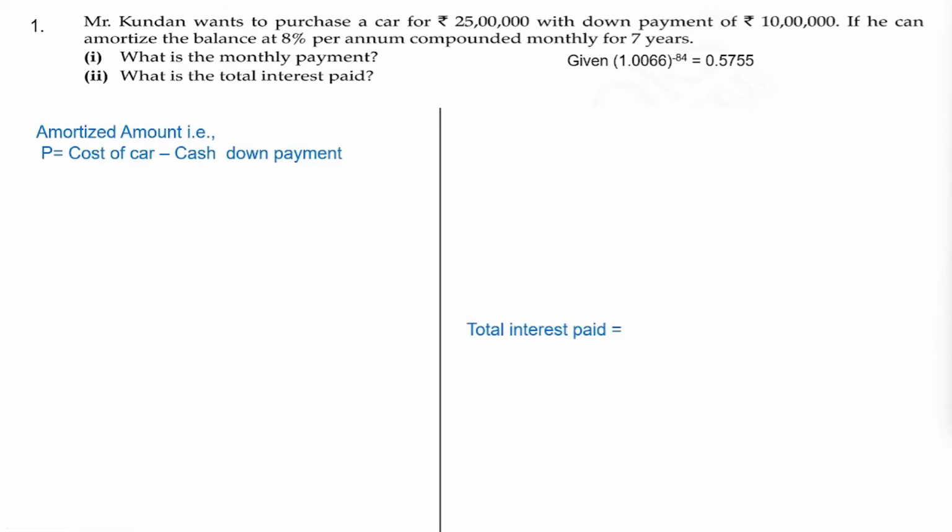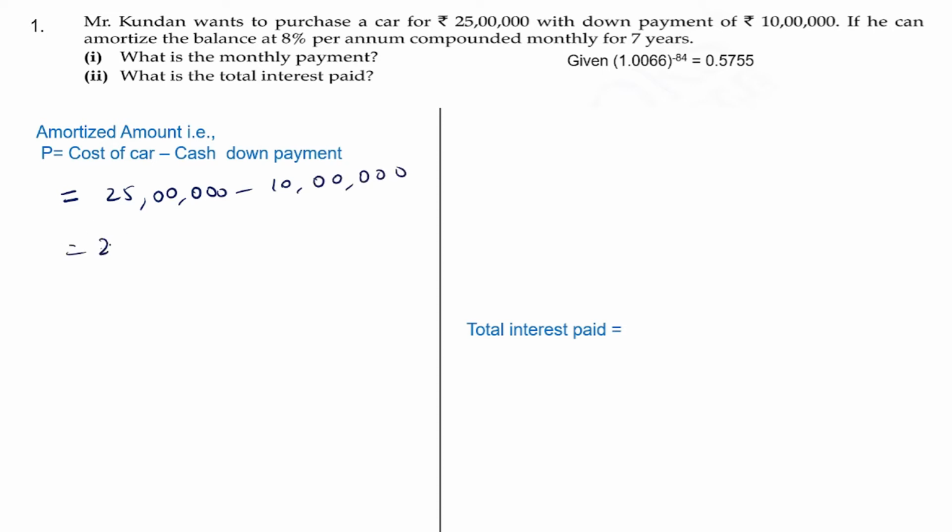Now first let us find the amortized amount. The amortized amount is nothing but the cost of the car minus the cash down payment, given by P. So the cost of the car is rupees 25 lakhs and the cash down payment is rupees 10 lakhs.